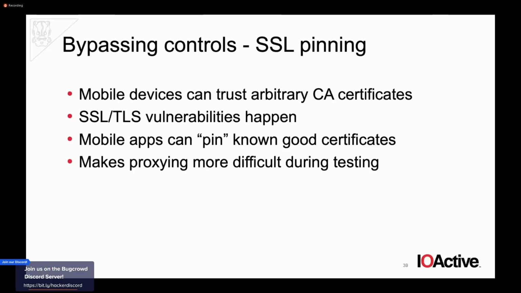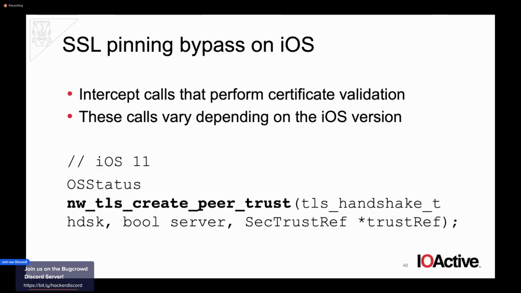Now, this is great for mobile application security, but it's really kind of annoying for mobile application security testers because it makes proxying more difficult. It's one more hurdle that we have to try and scale before we can really proxy the application and analyze it. And so having a quick way to bypass this is really crucial. On iOS, bypassing SSL pinning can be performed by intercepting the calls at a low level that perform that certificate validation. And those are going to vary depending on the iOS version.